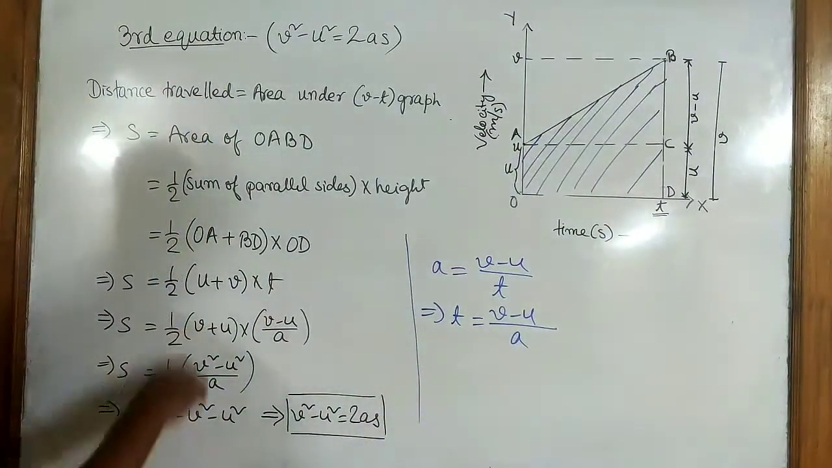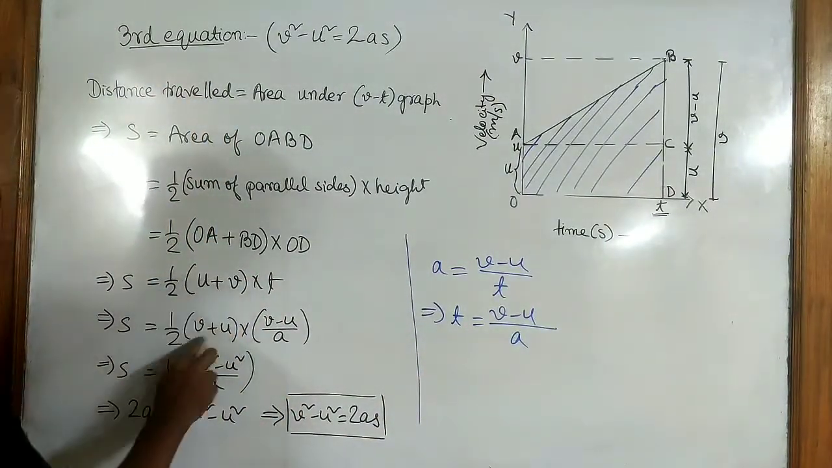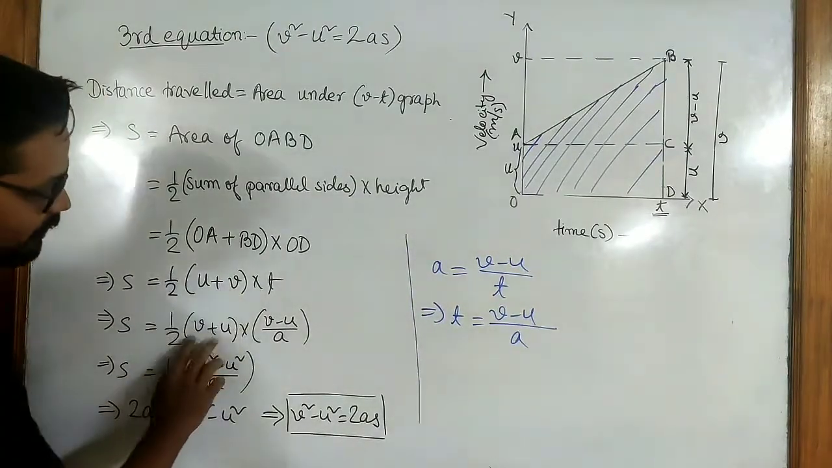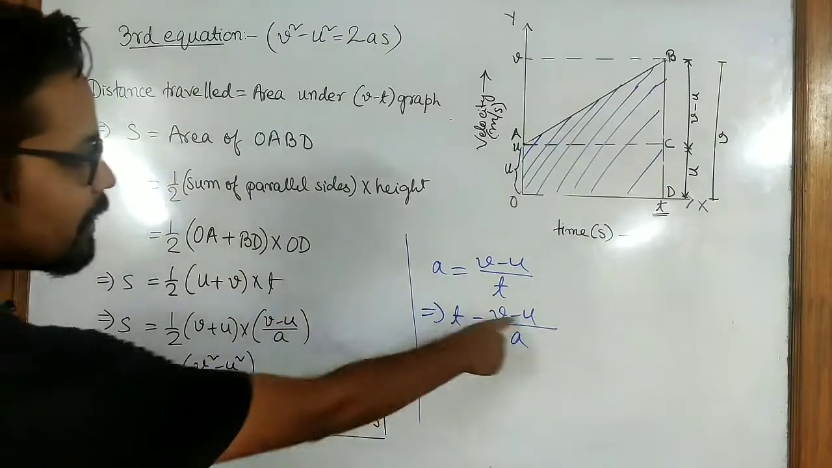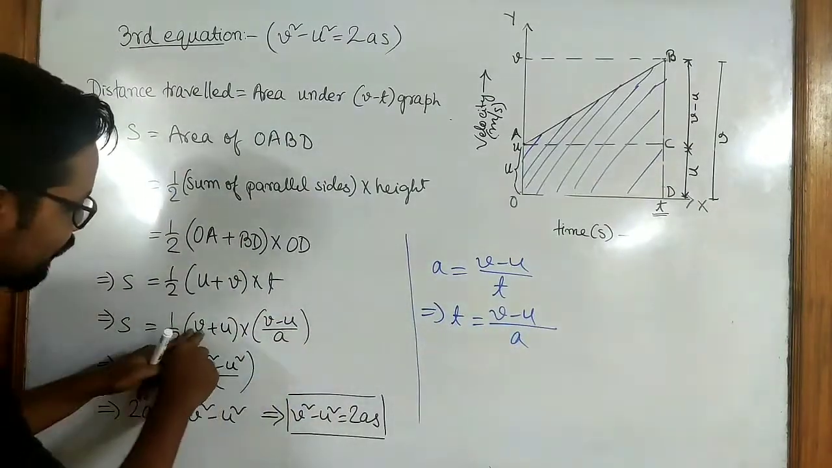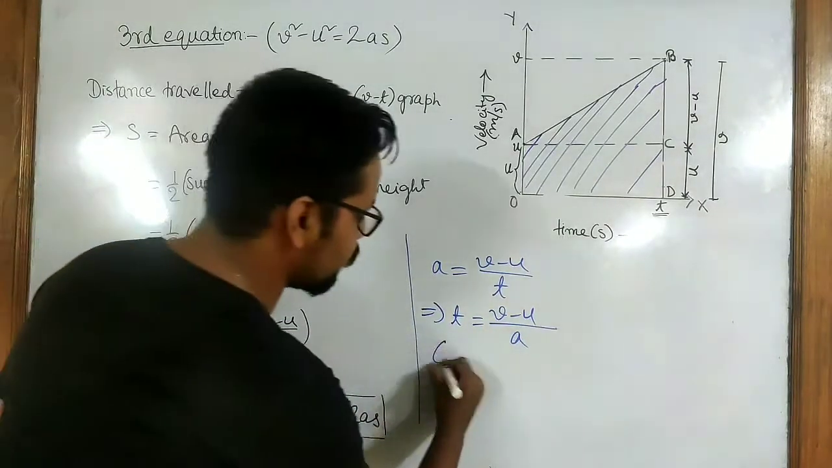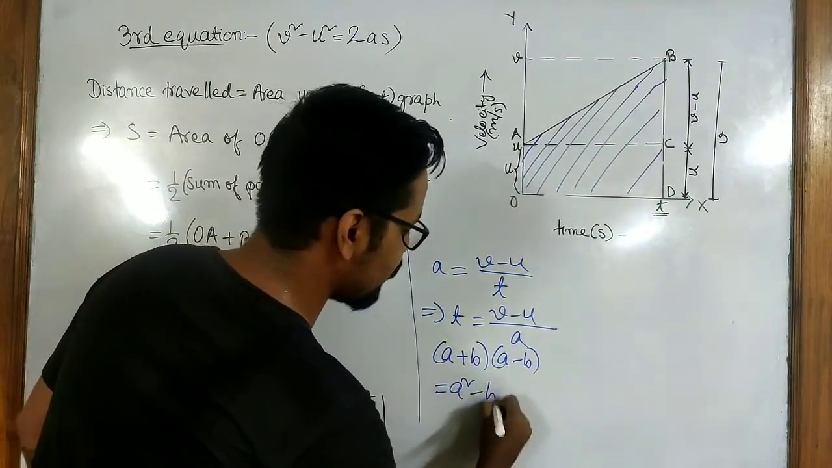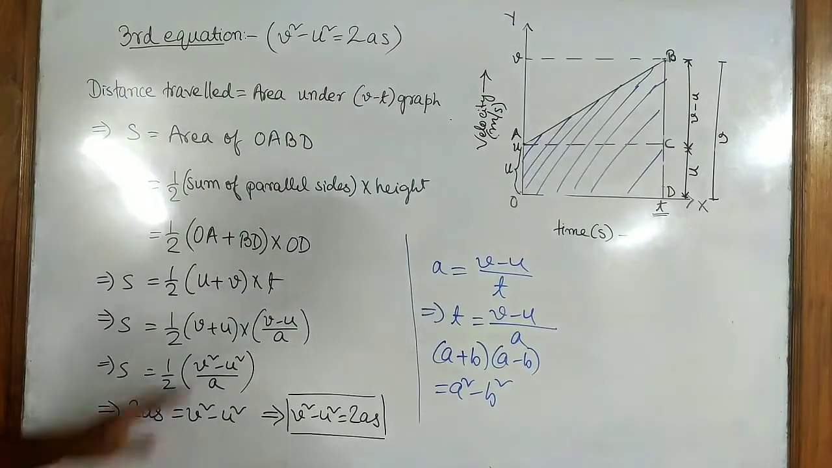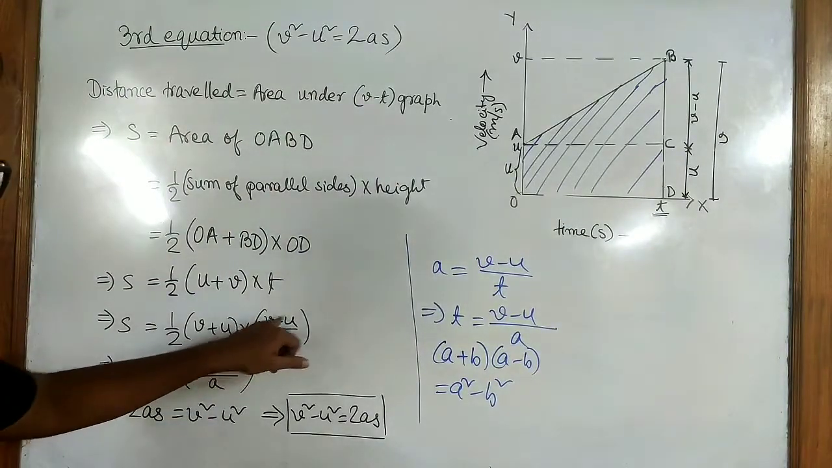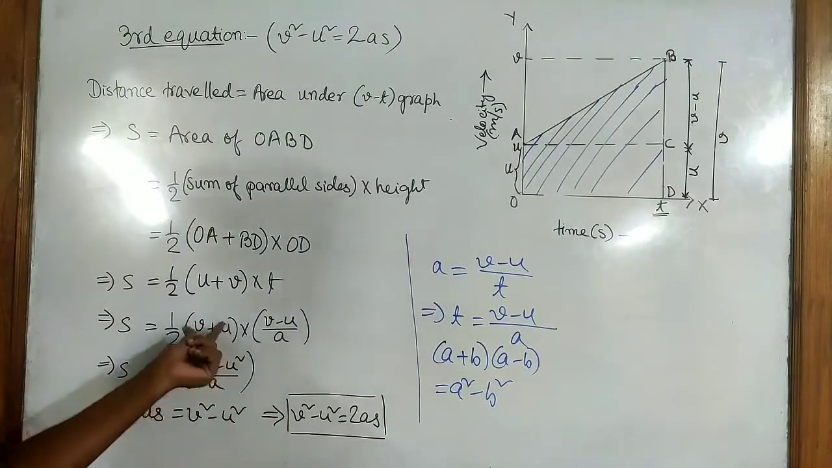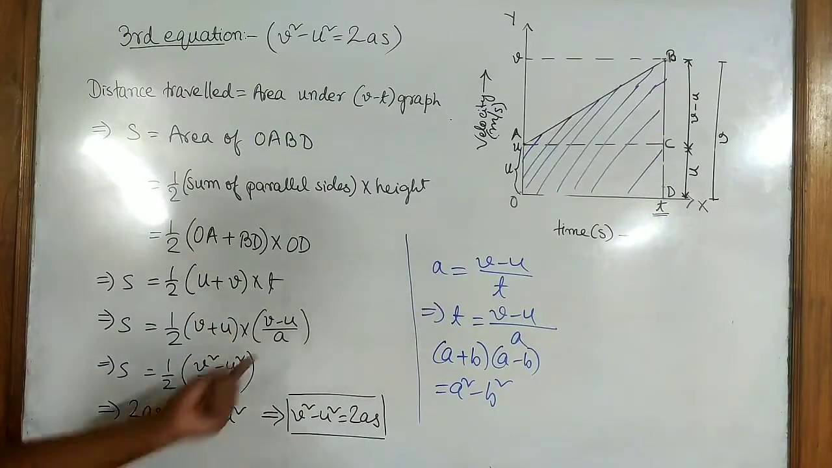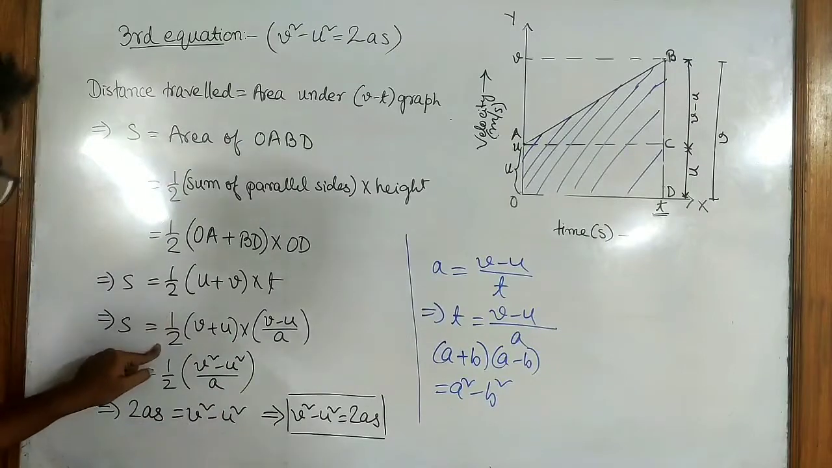Now it's very simple. U plus V I have just written as V plus U. Same thing, A plus B and B plus A are same. So U plus V I have written as V plus U into (V minus U) by A. Now you see, (V plus U) into (V minus U), it is this formula: (A plus B) into (A minus B). What is the formula? A square minus B square. So in place of (V plus U) into (V minus U), we can write V square minus U square, divided by A. Here we have a half.